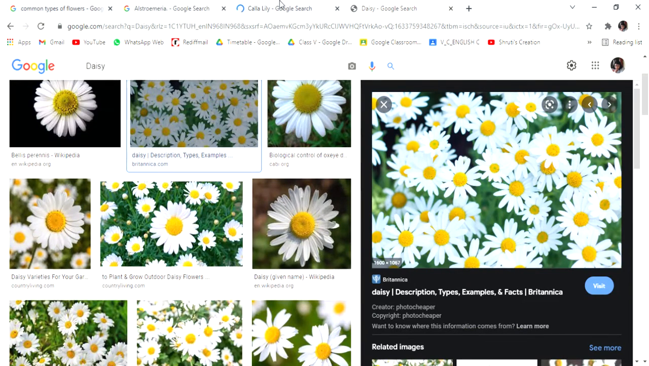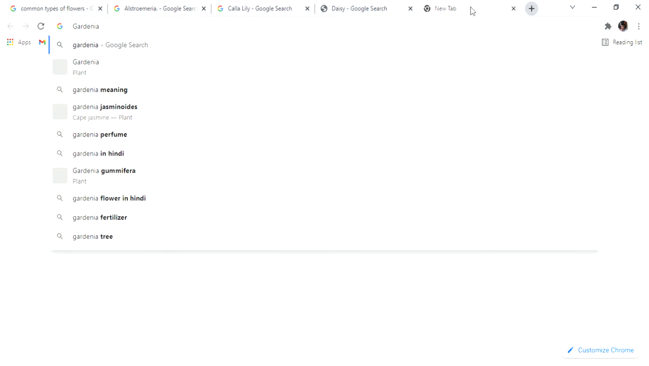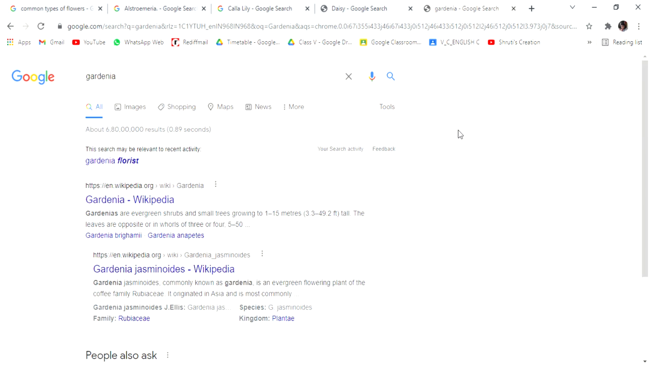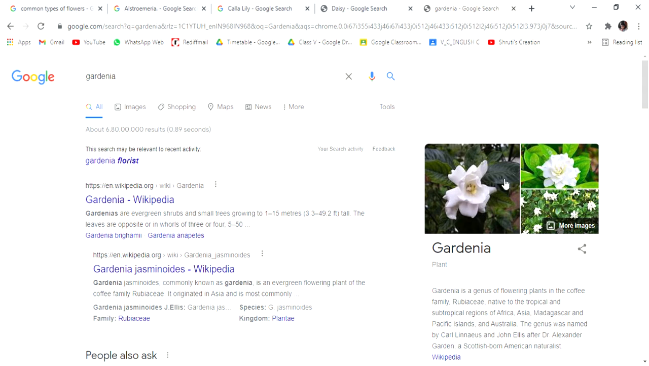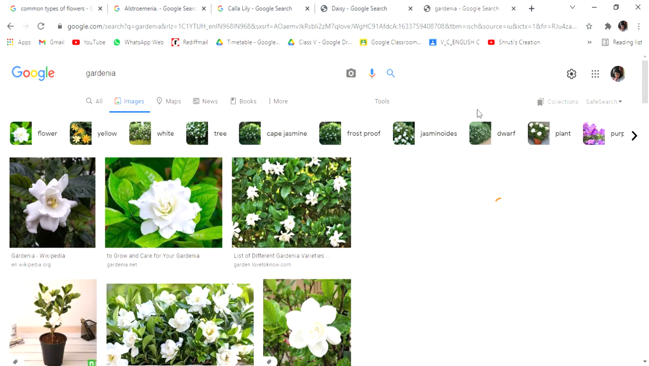Now let us see another one. Gardenia. What is gardenia? Okay, let us see. Gardenia is also a type of flower. It's actually from a florist, you know. And this gardenia somehow looks like a rose, you know. It looks like a rose, and it's really nice to plant it in good soil.